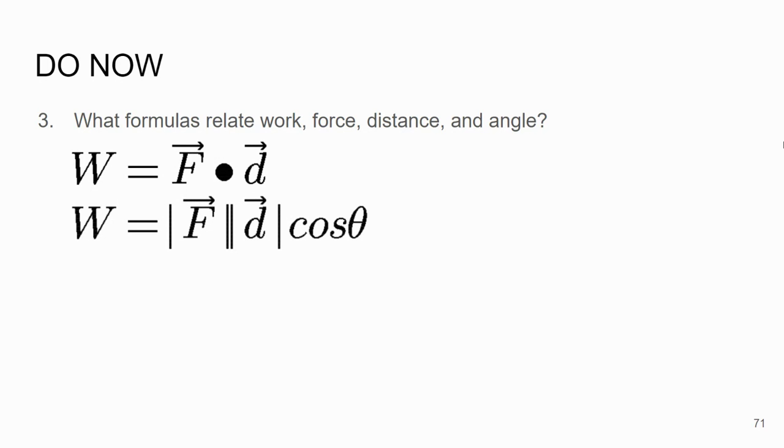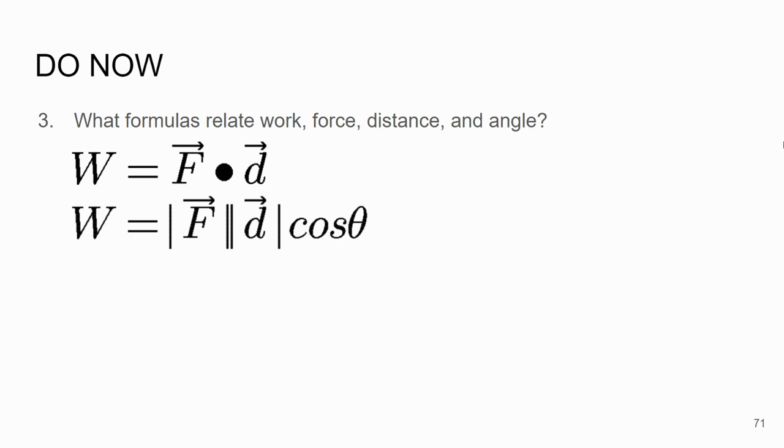So what formulas relate work, force, distance, and angle? These are the two formulas. The top one is work equals the vector F dot the vector version of displacement. That's the dot product. That's a vector kind of math. You take physics in college, they'll teach you that there. I don't think anyone in the math department does it here at Charter Arts. I don't think there's a math class where you deal with dot products.